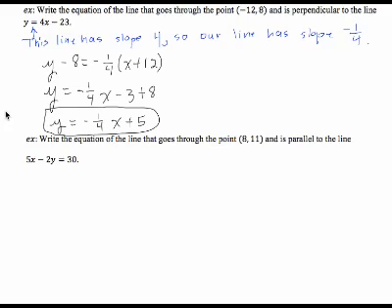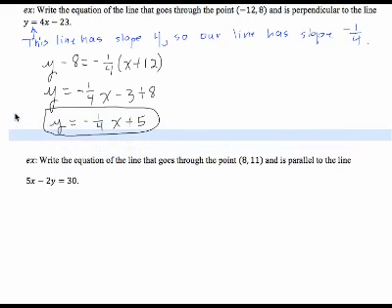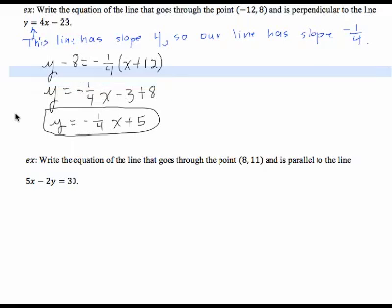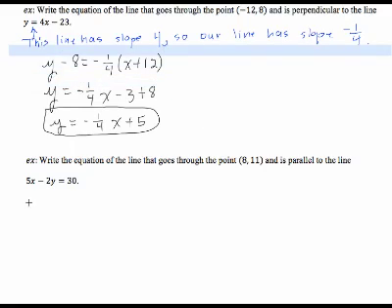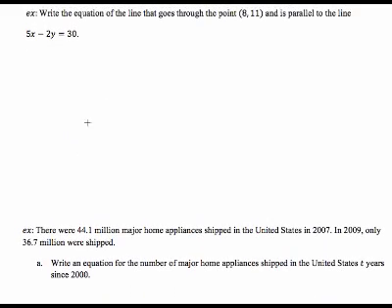It's kind of cool. Okay, let's do a parallel example. Let's write the equation of the line that goes through the point 8, 11 that is parallel to the line 5x minus 2y equals 30. So it's parallel to this line, so our lines are going to have the same slope. So I need the slope of that line right there. Probably the easiest way to get it is to solve it for y, and put it in y equals mx plus b form, so that we can just read off m, the slope.